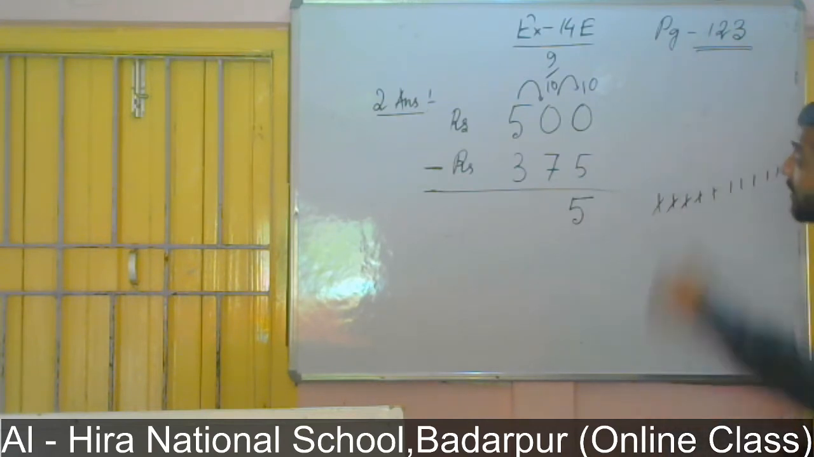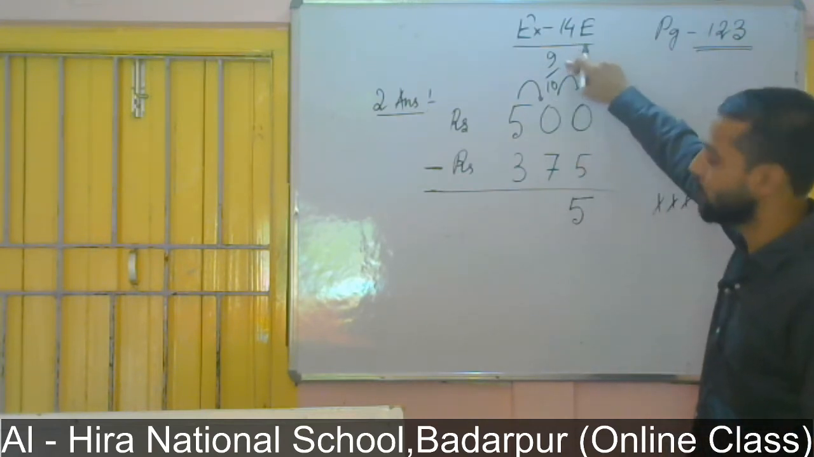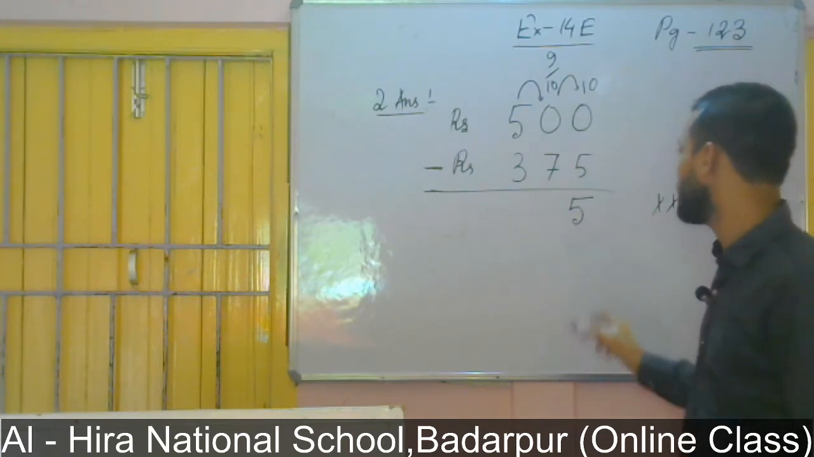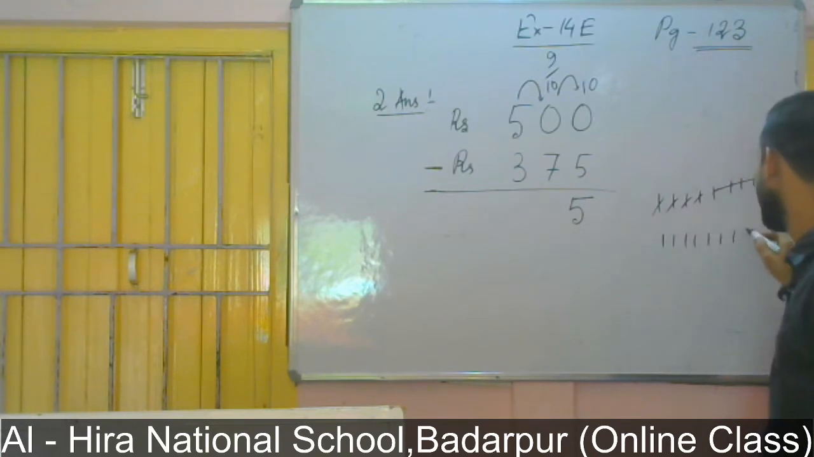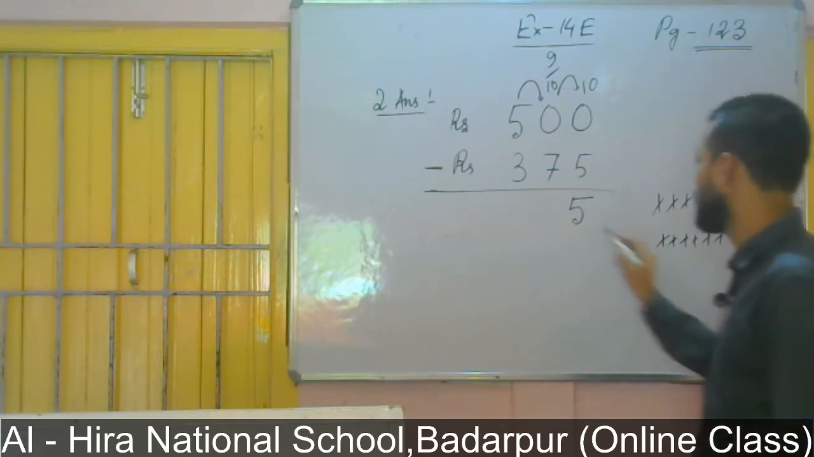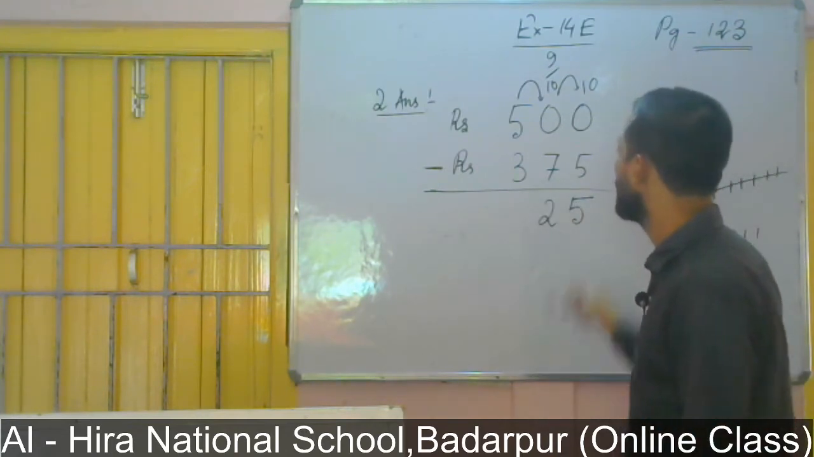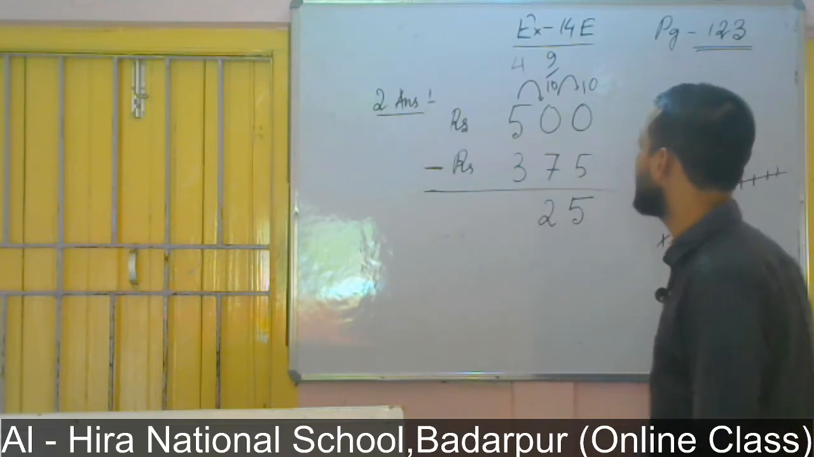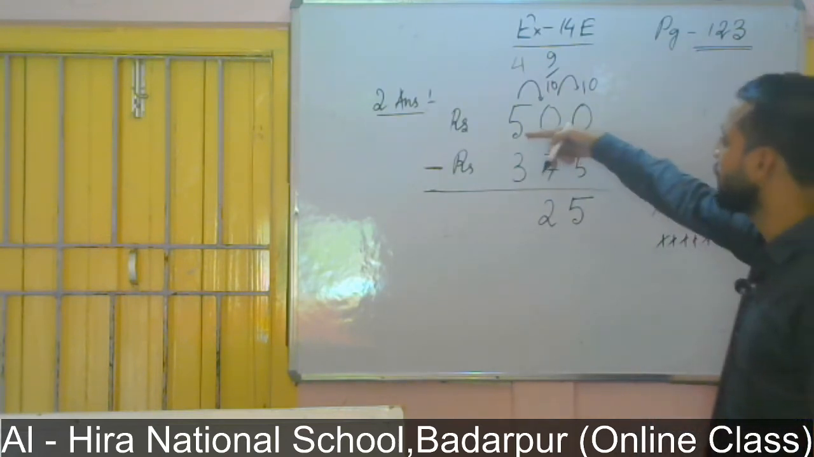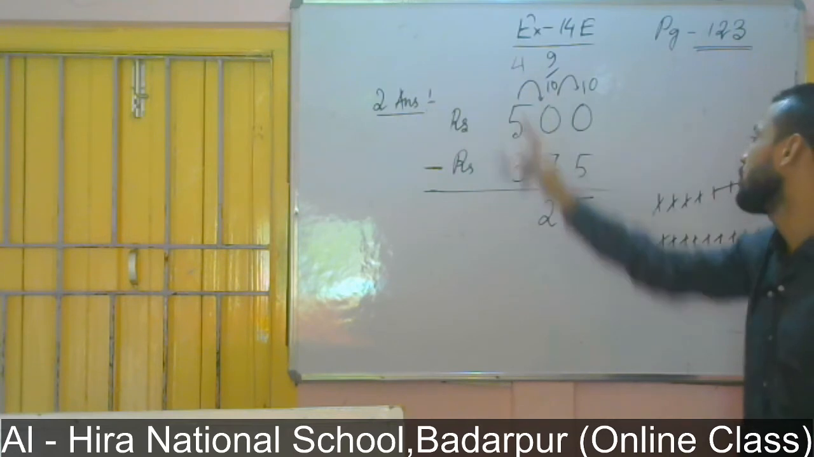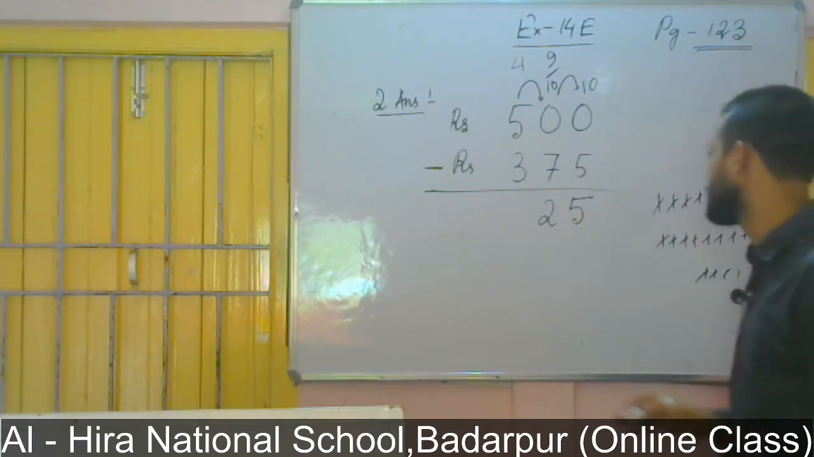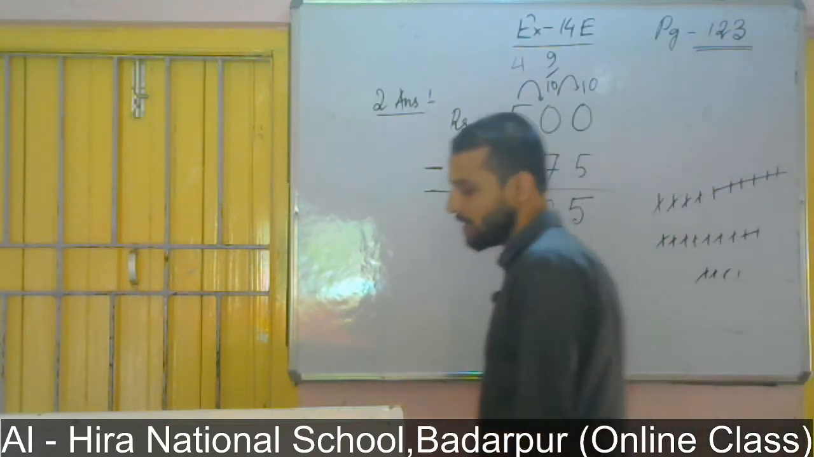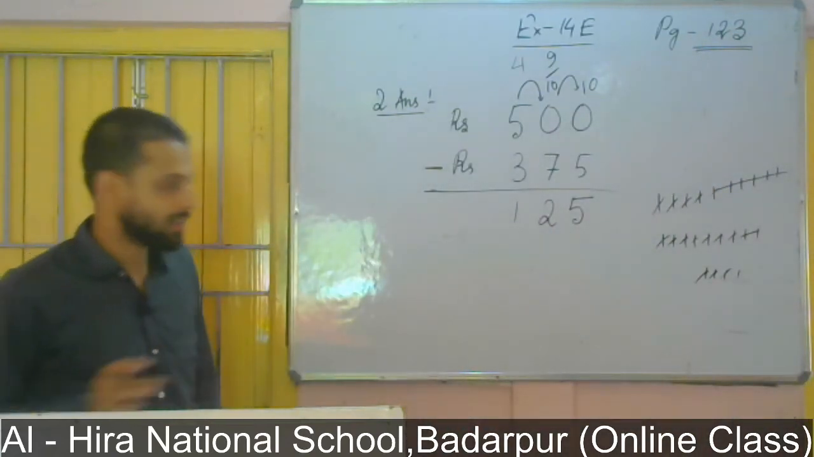Now we know that here instead of 10 we will get 9. So 9 minus 7 equals what? 9 minus 7 equals 2. So here we are going to write 2. Here instead of 5 we will get 4, as we have taken 1 from here earlier. So 4 minus 3 equals 1.